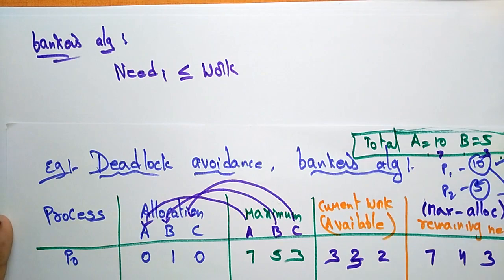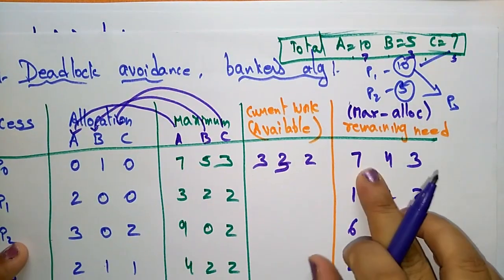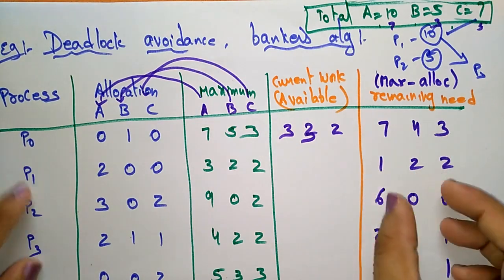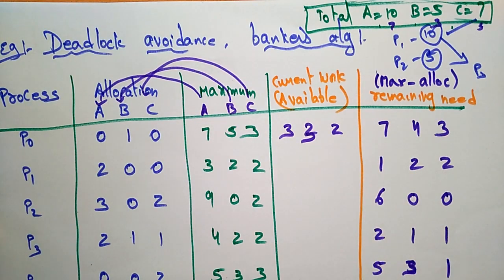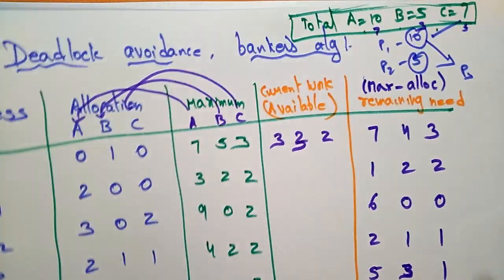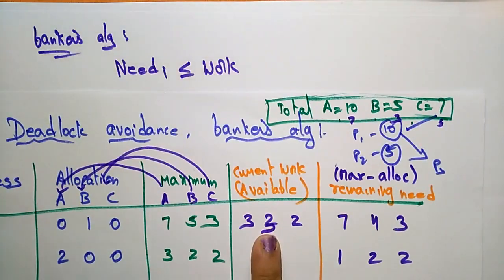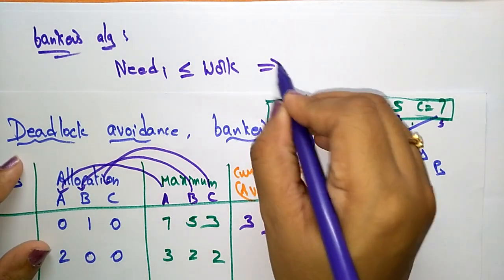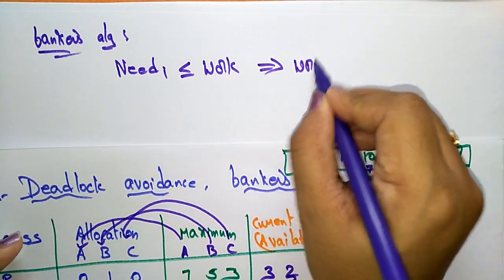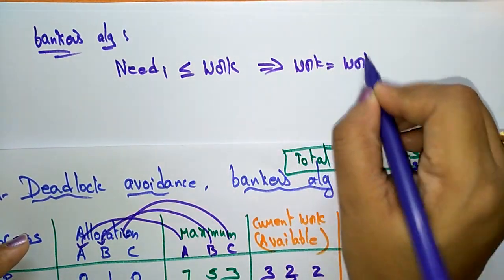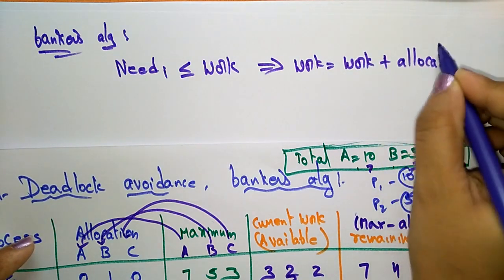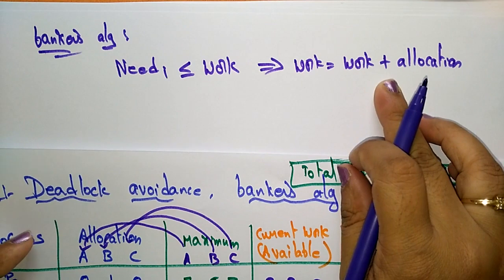If the need i, that is the remaining need, is present here for P0 and for P1 and P2, P3, P4 like that. This is the remaining need. So the need is less than or equal to work, that is the current work. Then you have to update that process: work is equal to work plus allocation. So this work is equal to work plus allocation.